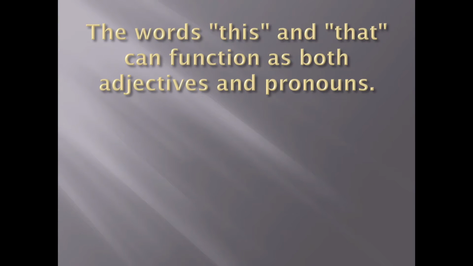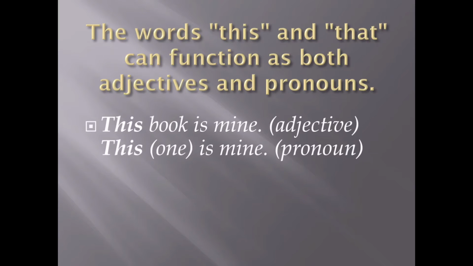The words this and that can function as both adjectives and pronouns. Let's take a look at these examples. This book is mine. This is used as an adjective accompanied by the book, which is your noun. And this one is mine. This is now used as a pronoun, and if you can see, the word book is no longer written in the sentence. It's because it was already replaced by the pronoun this.